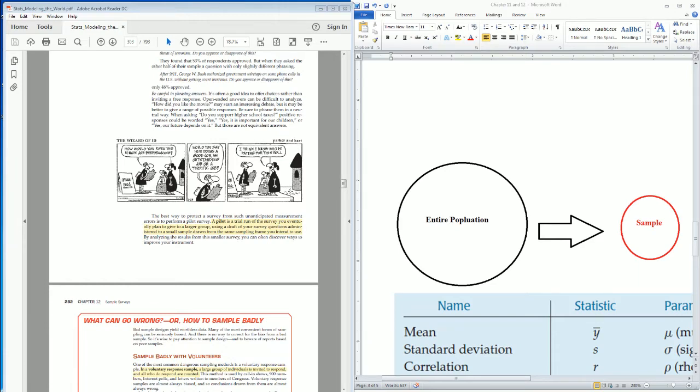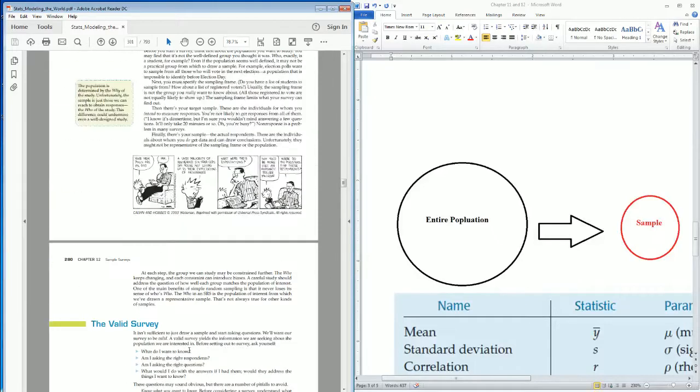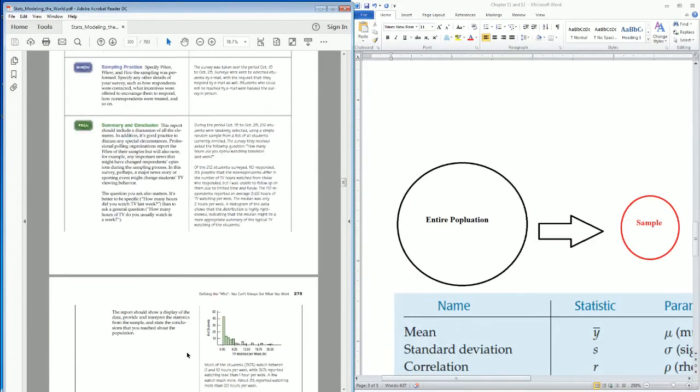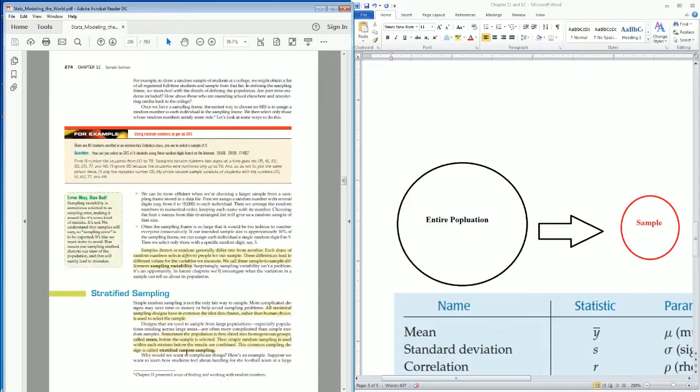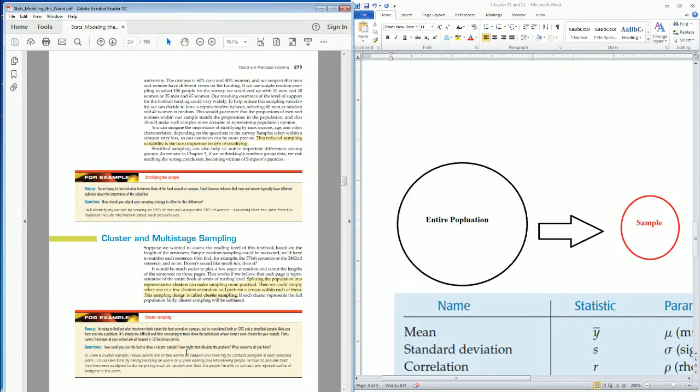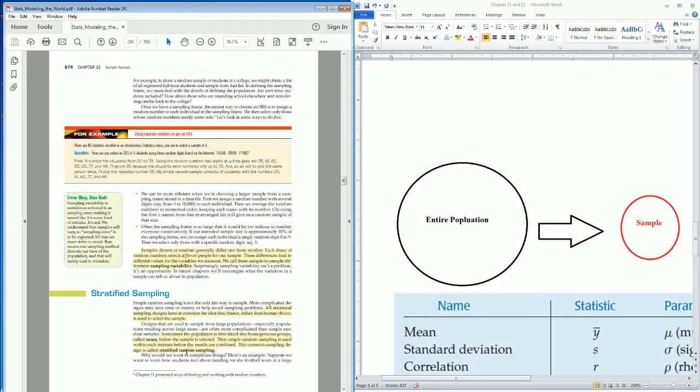Yes, the survey is considered a type of multiple. It's one of the cluster and multi-stage. Okay, so multi-stage is, hold on. Okay, so let's see.